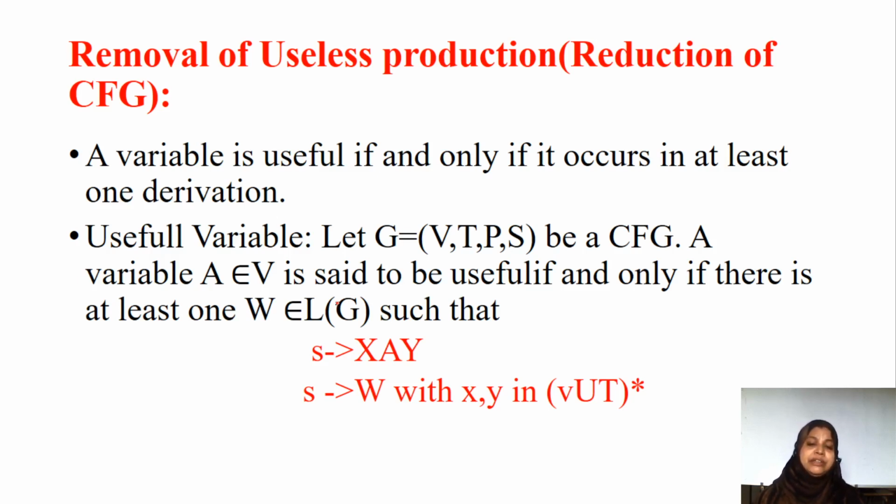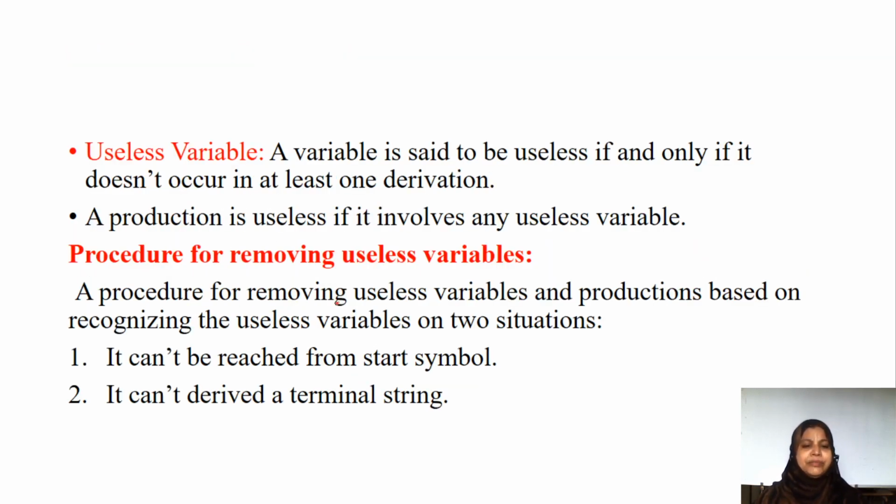A production is said to be a useful production if and only if it uses useful variables only, right? Now, what do you mean by a useless variable? A variable is said to be useless if and only if it doesn't occur in at least one derivation, meaning it is not used in any derivation. Then that particular variable is known as the useless variable, right? The production which has a useless variable is known as the useless production.